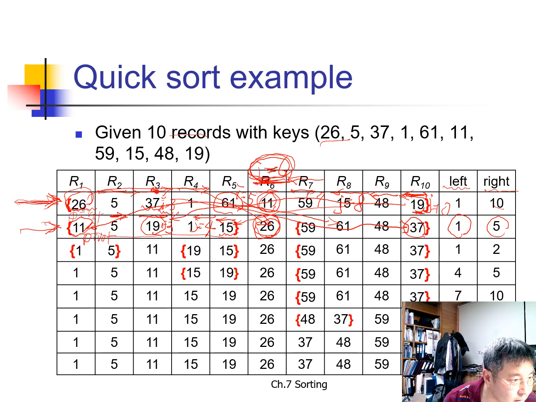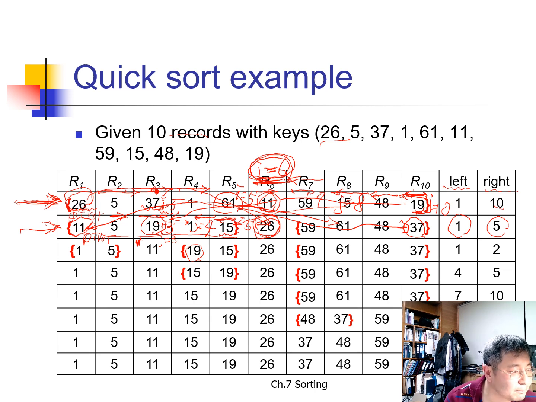So the 1 is here and 19 is here. And going on to increase the I value, okay, the I value is here at 15, so I is 5, and decrease the J value here, okay, J is 3, so it violates that I should be less than J, so it will exit.